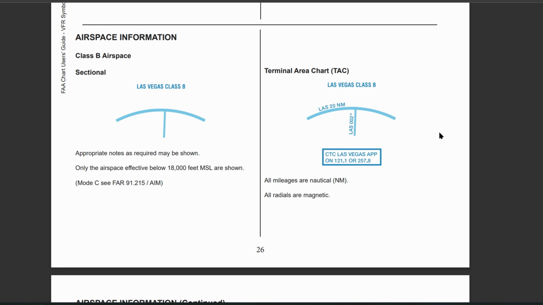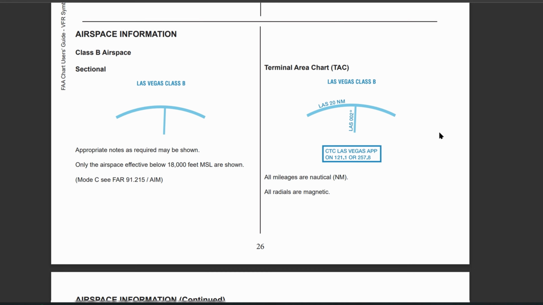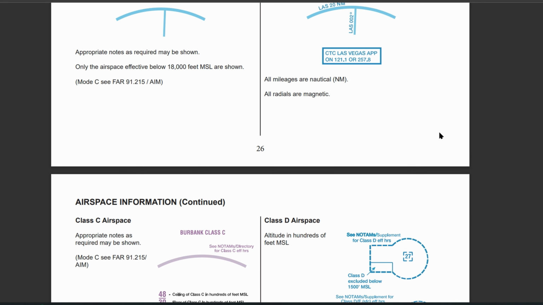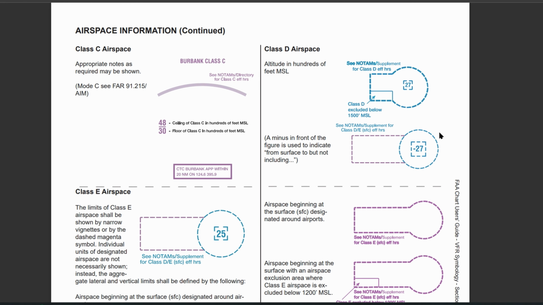We have required notes if they're shown, and only airspace below 18,000 feet is going to be shown, because 18,000 feet and up is Class A until you reach like flight level 600. Then everything above that becomes Class E, but again, everything below 18,000 feet is what's shown in our chart, so that's what we're going to focus on.